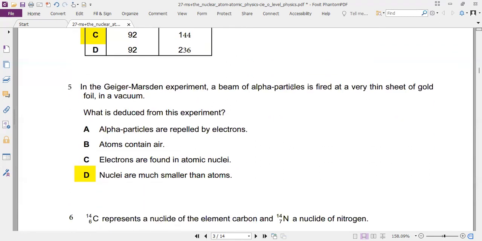Geiger-Marsden experiment, alpha particles, thin gold foil. What is deduced is that the nuclei are much smaller than the atoms, because most of the alpha particles passed undeflected.